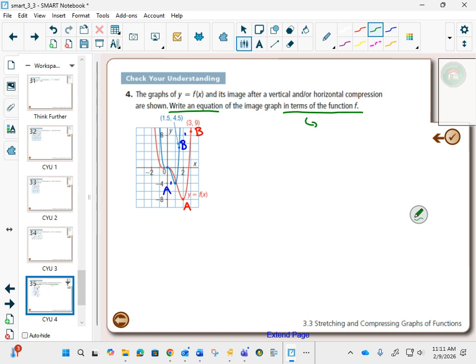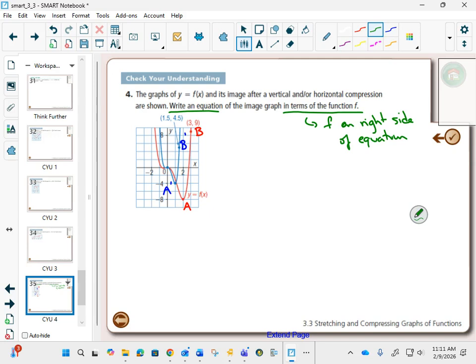In terms of f means that the function f has to be on the right side of your equation. This is what we want to do. So we want an equation of the blue graph after the transformations.